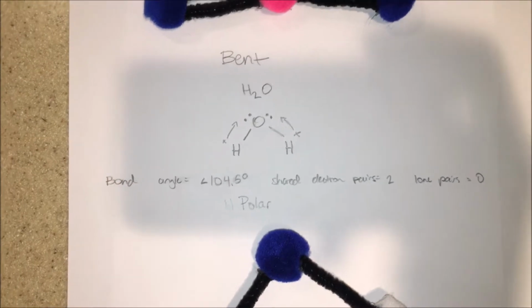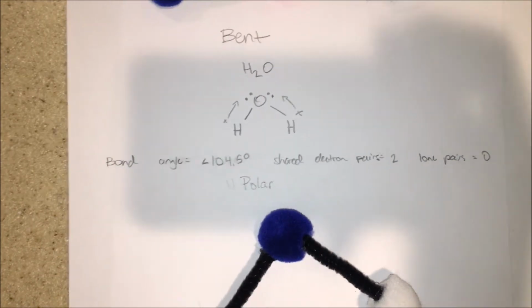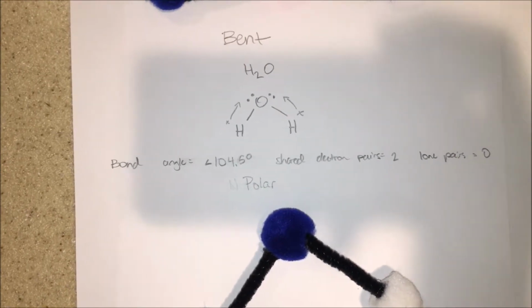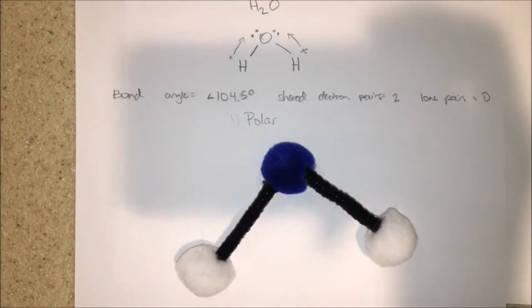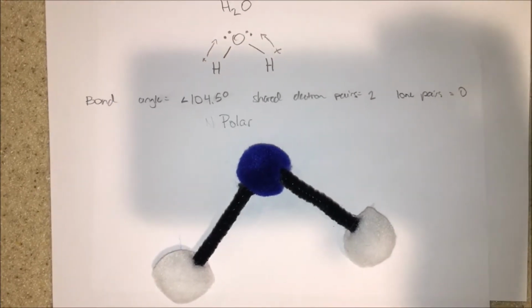Bent. H2O has a bond angle of 104.5 degrees, has 2 lone pairs, and is polar. The blue is oxygen and the white is hydrogen.